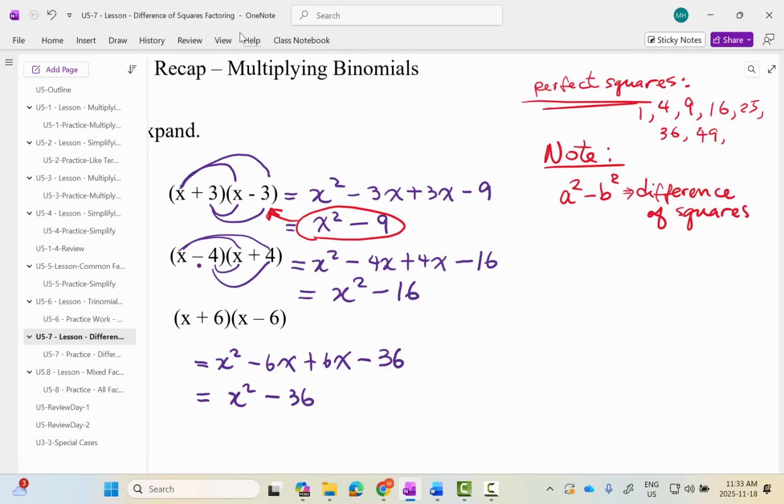Okay. So a difference of squares looks like this. Okay. So I'm gonna basically tell you what a difference of squares is. Okay. It has a positive perfect square and a negative perfect square.